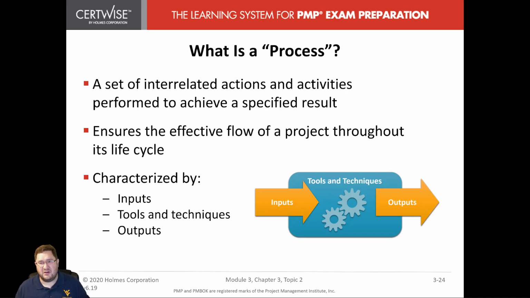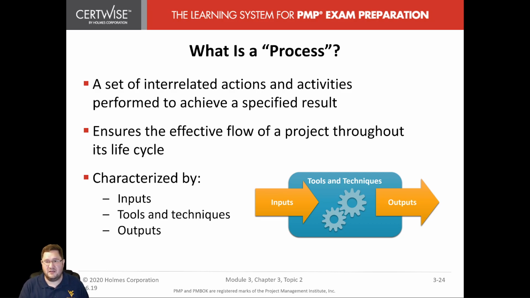Okay, so what is a process? I tell my students a process has an input, an operation, and an output. Here, PMI defines it as inputs, tools and techniques, and outputs. So the tools and techniques are essentially that mini operation you're doing to get that output. The process, as it's defined here, is a set of interrelated actions and activities performed to achieve a specific result. You can probably think of your own company and think of a process.